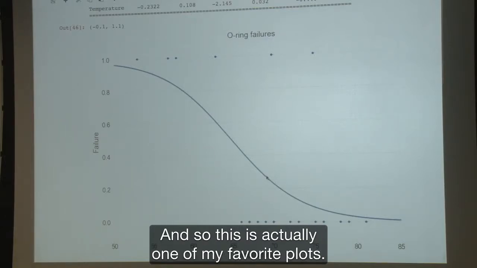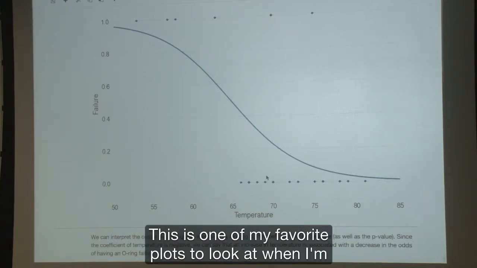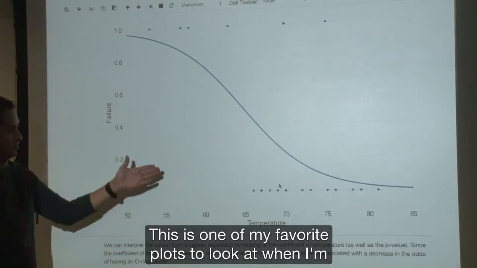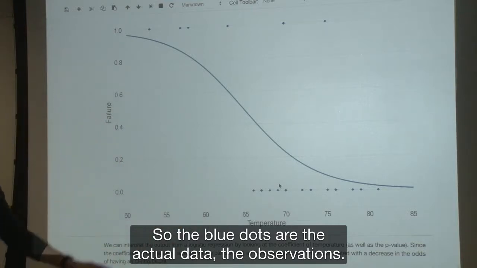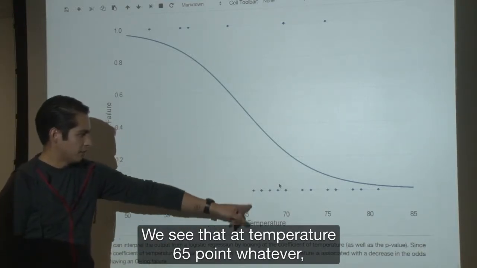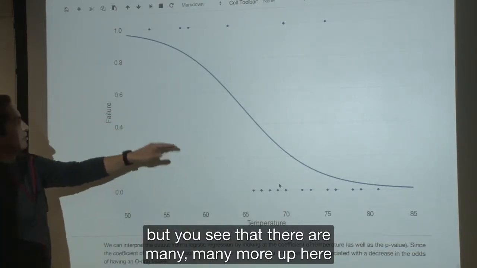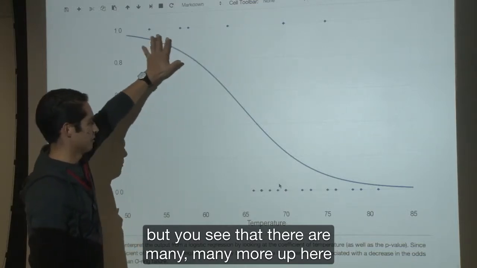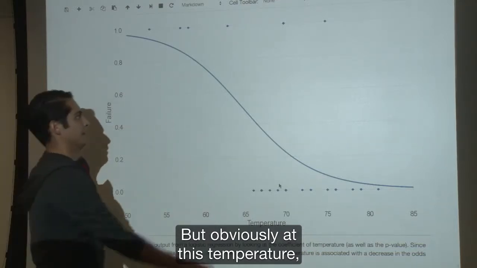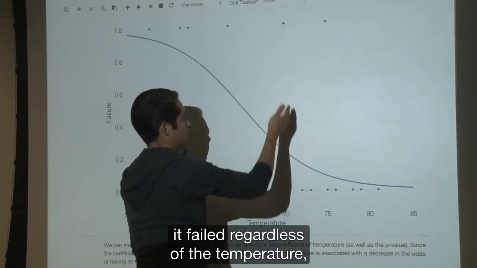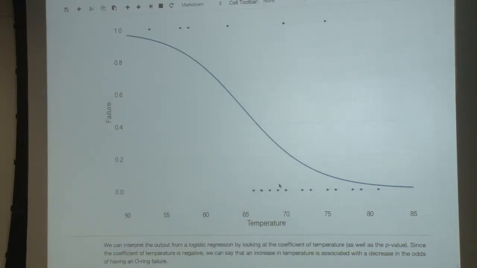And so this is actually one of my favorite plots. Can I say that? Yeah, probably. This is one of my favorite plots to look at when I'm looking at logistic modeling. So here's the actual data. The blue dots are the actual data, the observations. We see that at temperature 65 point whatever, maybe 66, probably 66, there was no failure. But you see that there are many, many more up here, and there's essentially none down here. But obviously at this temperature, it failed regardless of the temperature. So there might have been something else wrong, which we're not understanding yet.